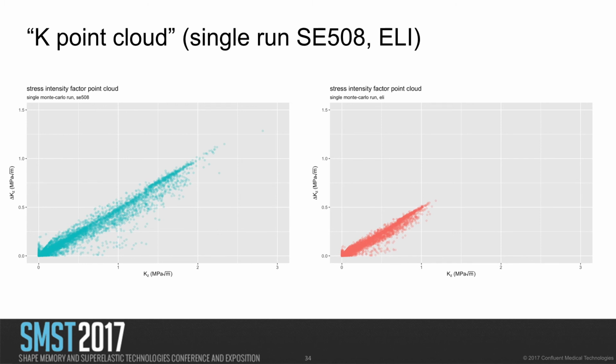And in fact, on the left, the blue-green there, we see that for the SE508 material, in this particular case, a delta K that gets up into the 1.25 range. And for the Eli material, we're seeing a delta K that's closer to 0.5 or so. That is, again, one roll of the dice.